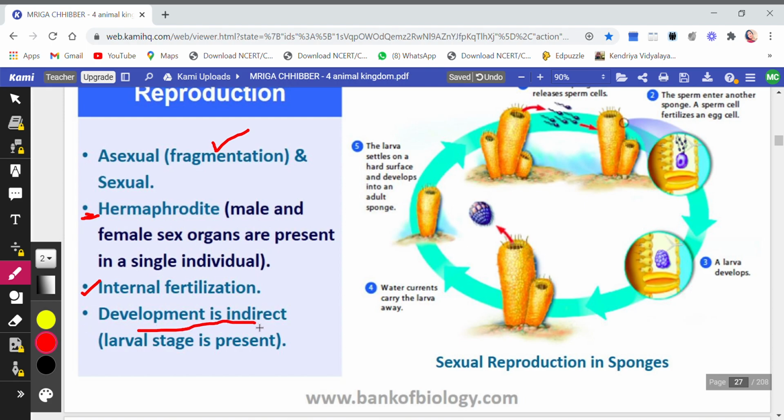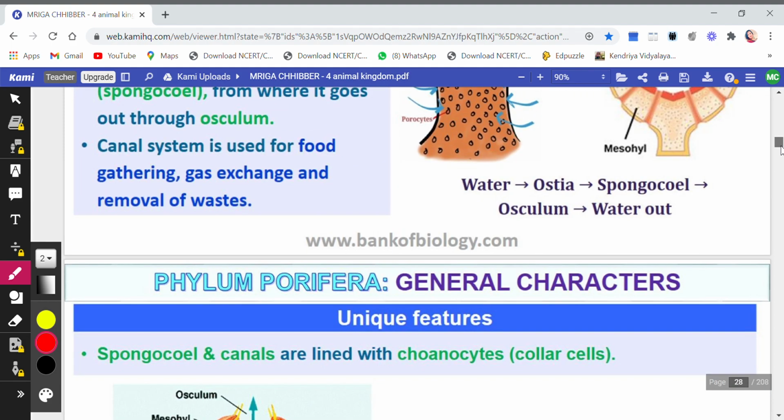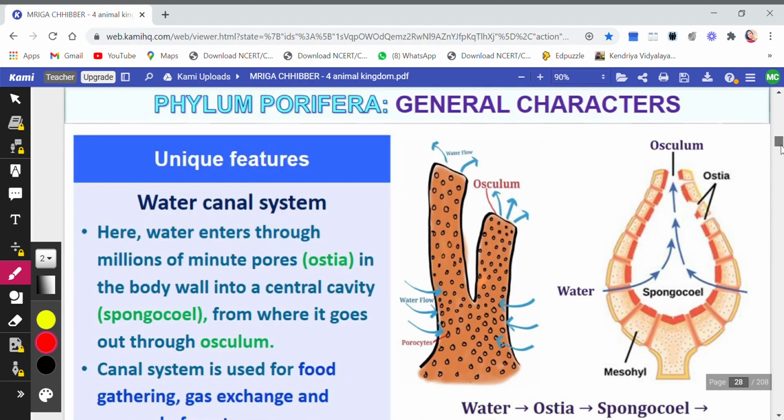Now this is quite new to all of you. What do you mean by indirect development, children? Indirect development means the larval stage is present, and the larval stage will be very much different from the adult stage. Such type of development is called indirect development. Then here we have a very unique feature with this phylum Porifera.